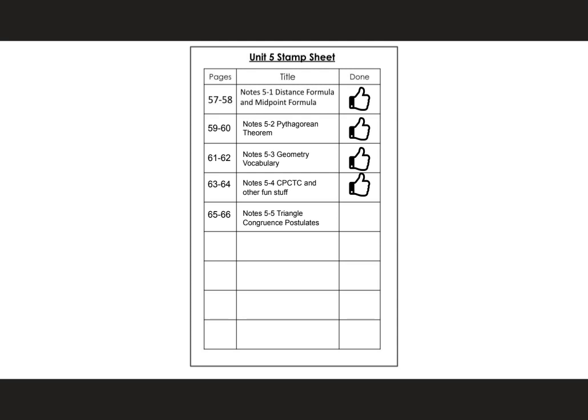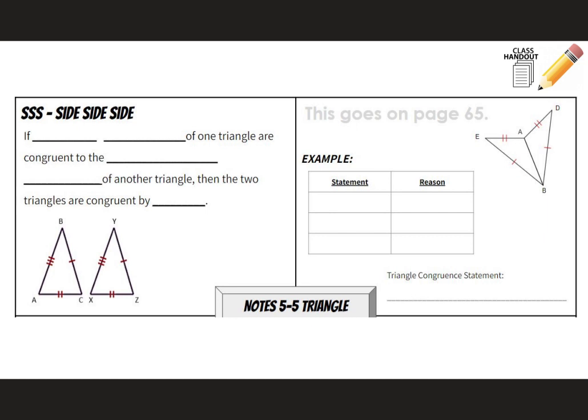Right, here's the video for notes 5-5, triangle congruence postulates. A congruence postulate is just a way of proving that two triangles are congruent without having to show that all three pairs of sides and all three pairs of angles are congruent.